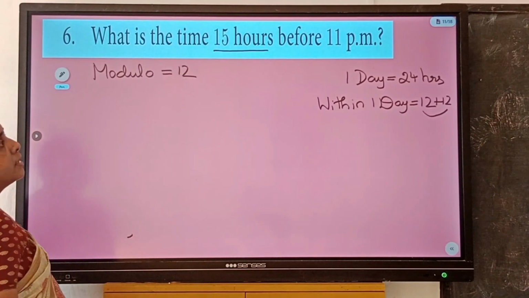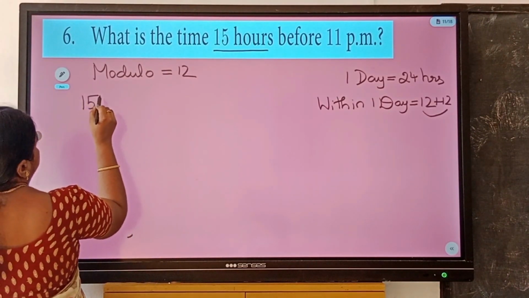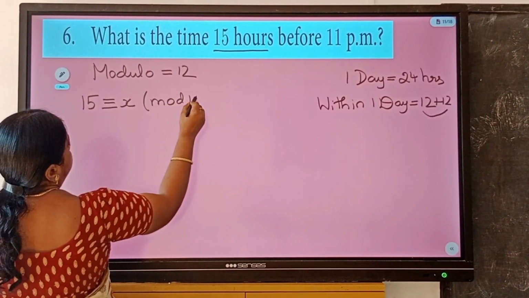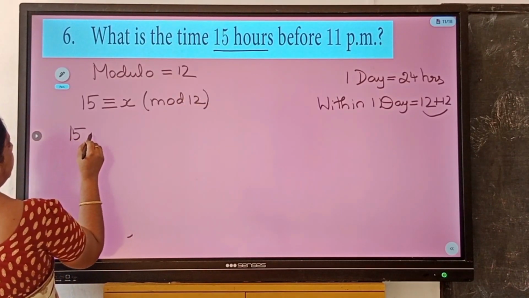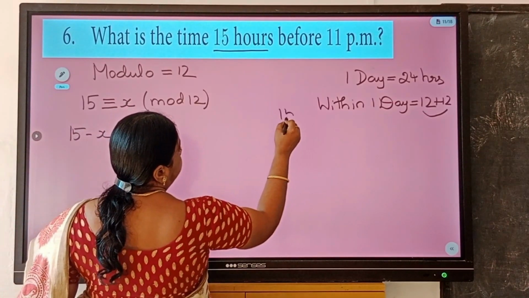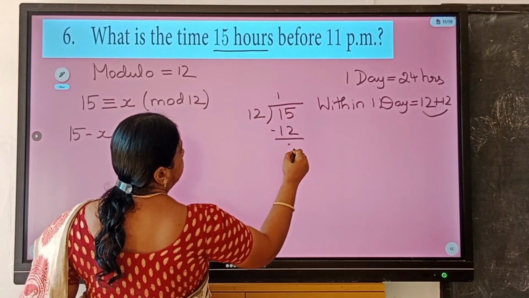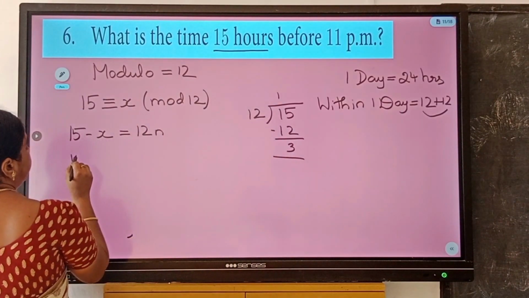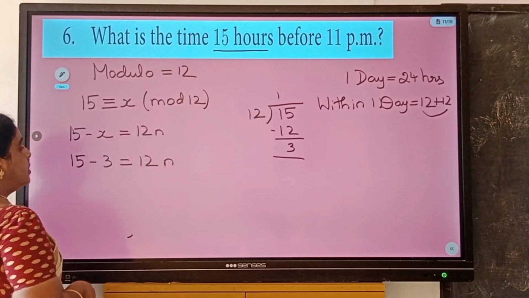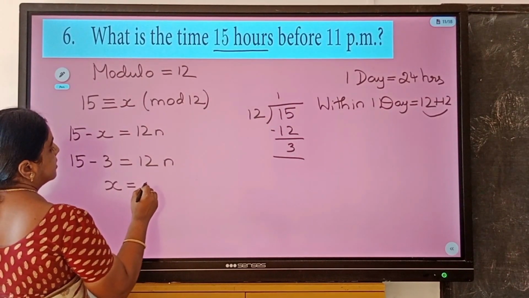So 15 hours before 11 p.m. I take my 15 to be congruent to some number modulo 12, where I can write this as 15 minus x is some multiple of 12. So when I divide 15 by 12, 12 ones are 12 and my remainder is 3. So 15 minus 3 is a multiple of 12. 15 minus 3 is 12, 12 ones are 12. Here my x value is 3.